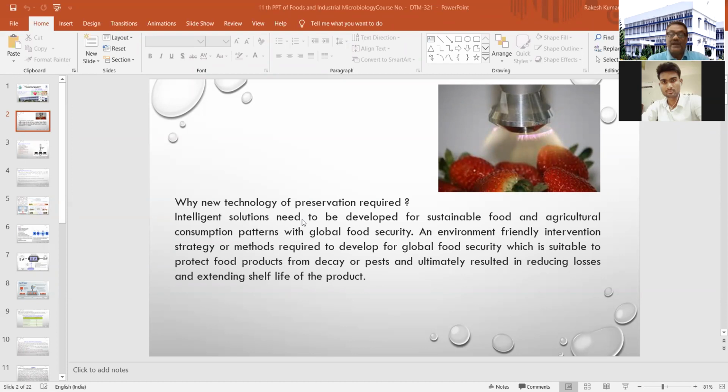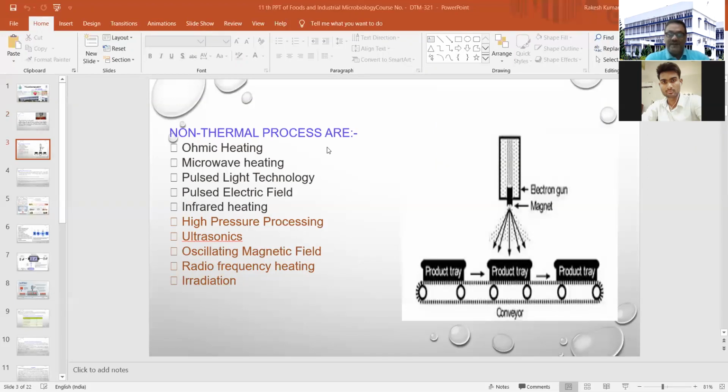which is suitable to protect food products from decay or pests, and ultimately results in reducing losses and extending the shelf life of the product. So keeping these things in mind, you have to select a particular type of preservation method. Sometimes you combine one method with another method for improving the effectiveness of preservation. And it all depends upon the nature and type of your food item and how long you want to keep this product in a safe condition.